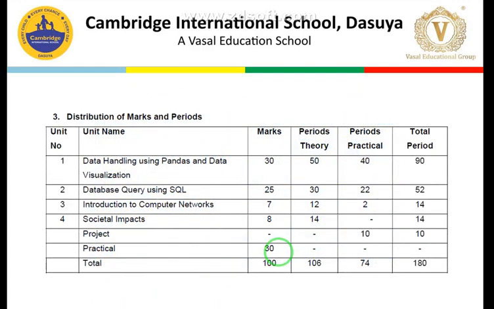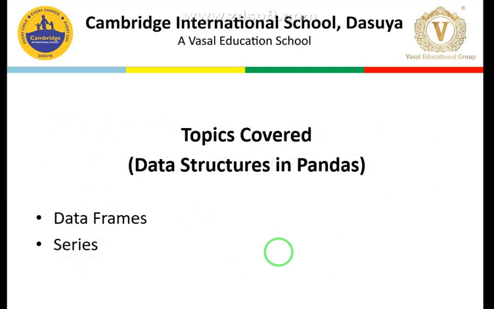Students, here you can see the importance of Unit 1, that it carries 30 marks. We have already discussed it. Now in data structures in Pandas, we basically have two topics. We have already covered them. I am just revising so that if you have left something earlier, it gets revised here in this part. Today we will exclusively focus more on series.